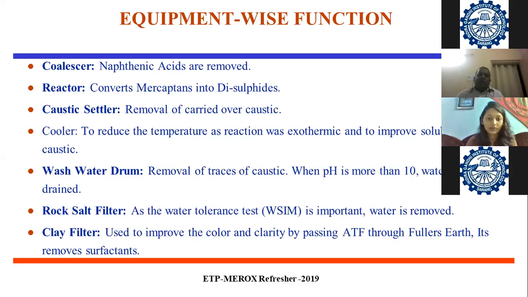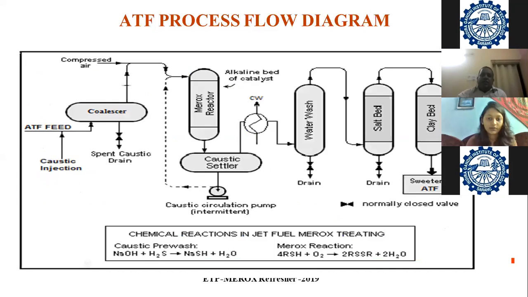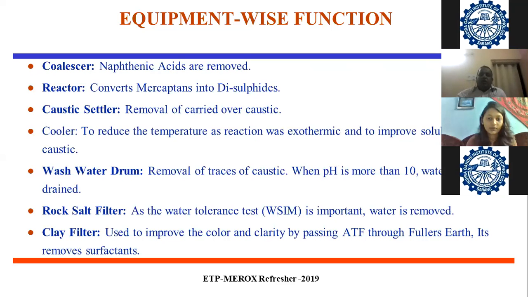Before the water wash drum, one exchanger is there. This is called the cooler, the ATF cooler. Very small equipment, but the role is very important. What is the ATF cooler? It is a shell and tube heat exchanger. On the shell side we are putting ATF, and on the tube side we are putting water. The temperature after coming from the reactor is near about 65 to 70 degrees centigrade. When it passes through the cooler, the temperature drops down to 35 to 40 degrees centigrade.